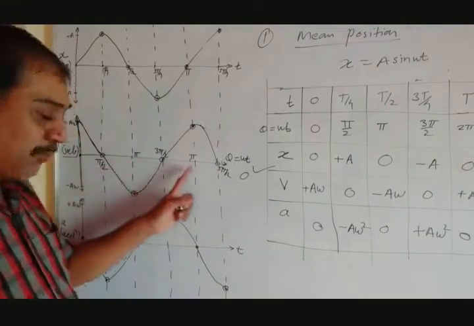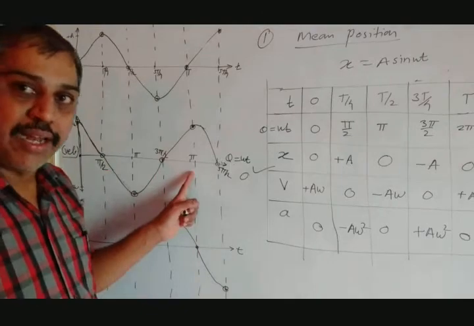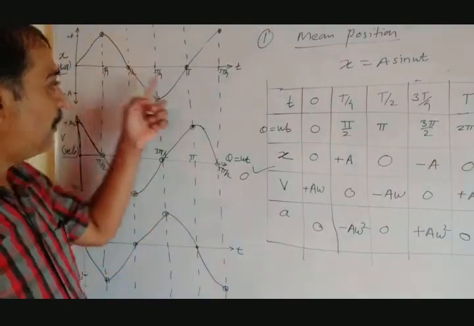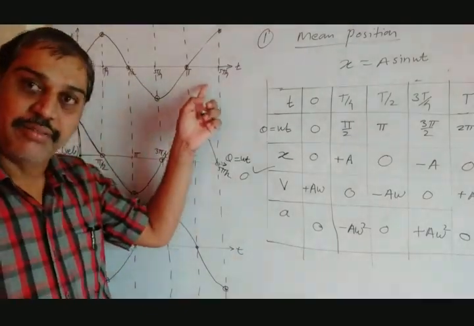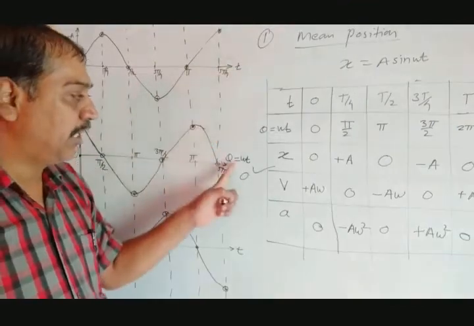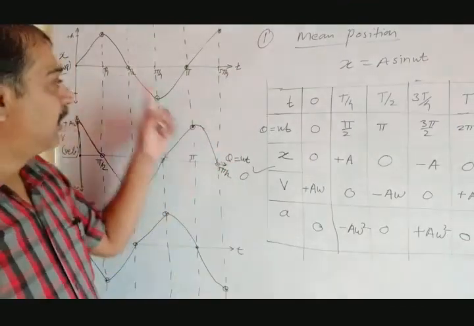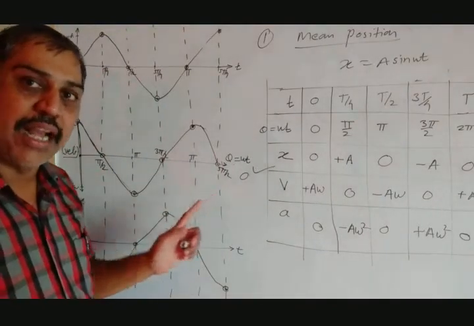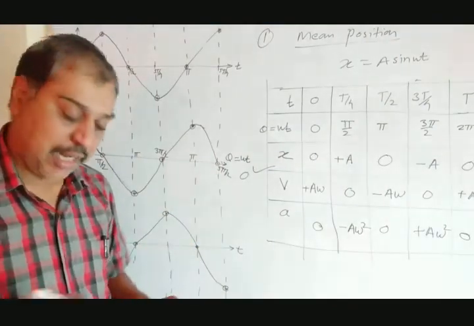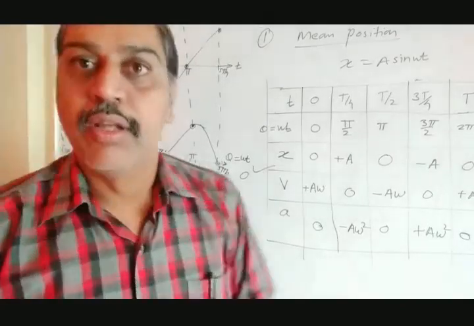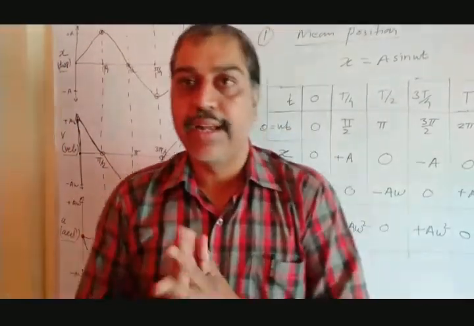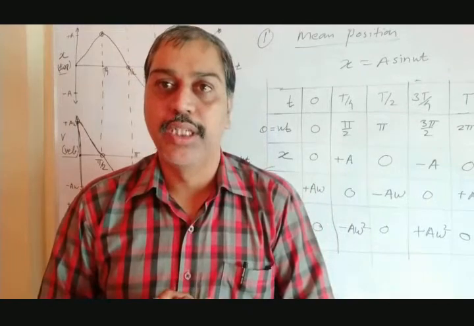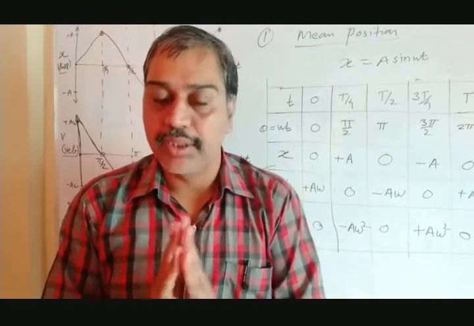But this is in terms of pi, meaning with respect to angle or omega t. In terms of t, meaning with respect to time, what is the change? Here it should be t. Here it should be theta equal to omega t. Here it should be t by 4 and so on. Here it is pi by 2, pi and so on. Okay, the graphs remain the same. There is no change in the graph. So this is nothing but a graphical representation of a particle performing simple harmonic motion starting from mean position.